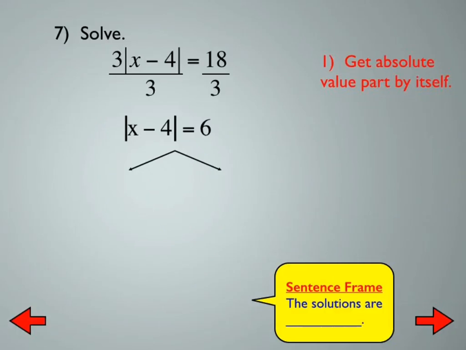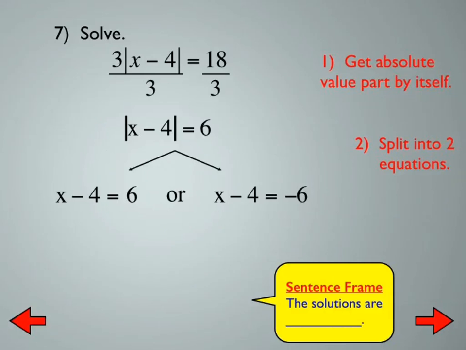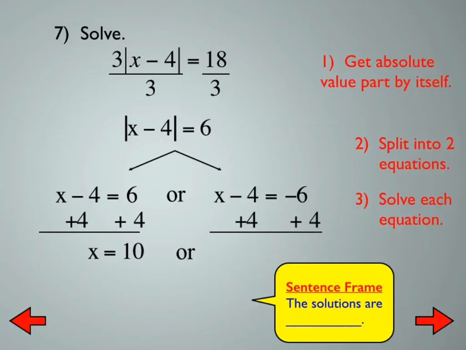So obviously we're going to split that up into x minus 4 equals 6 or x minus 4 equals -6. The equation on the left will give us 10 after we add 4 to both sides, the equation on the right will give us -2. And so the solutions are -2 and 10. All right, here's what I want you to do right now. Number 8 and number 9, do both of them. And then we will shoulder partner answers in about a minute and a half. So go ahead and do number 8 and number 9.